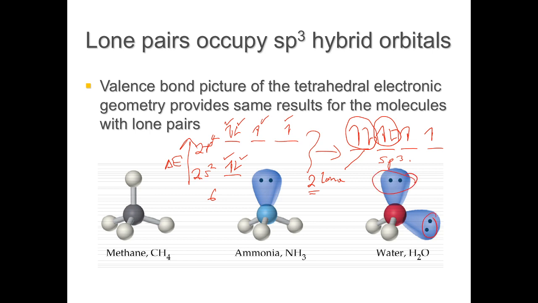Now, the repulsion between these lone pairs is greater than that between the others. So the bond angle in water, between hydrogen, oxygen, and the hydrogen here, is 104 degrees, meaning it has been squeezed by roughly 5 degrees because of the lone pair. So the lone pair repulsions are higher, so they push the bonds closer than they are supposed to be.